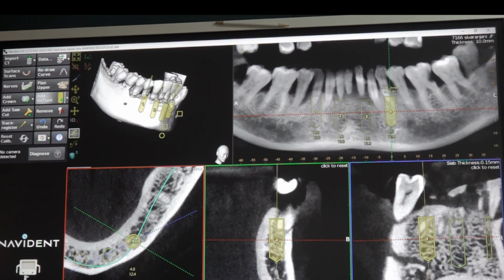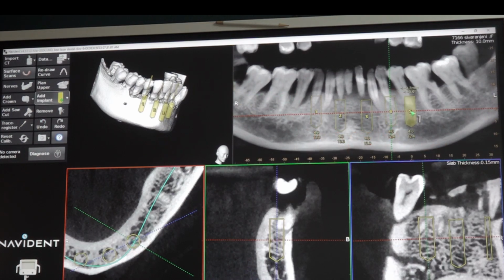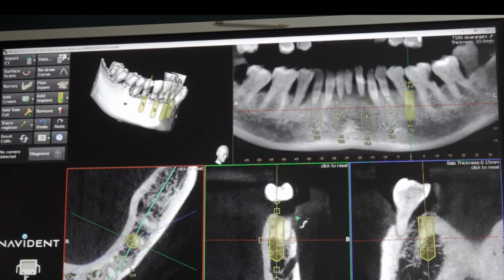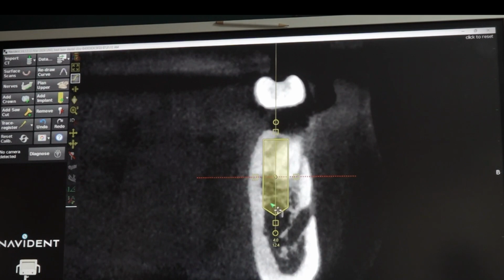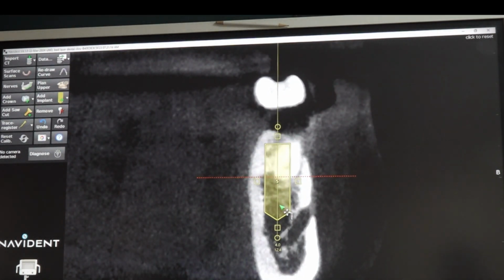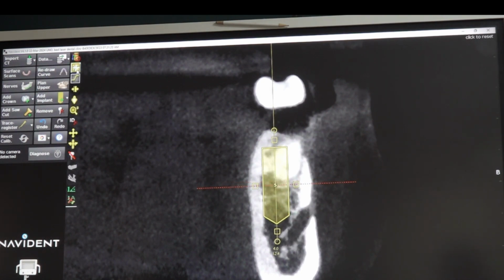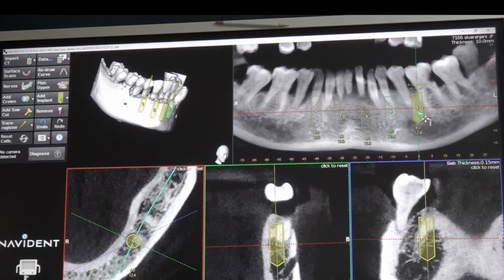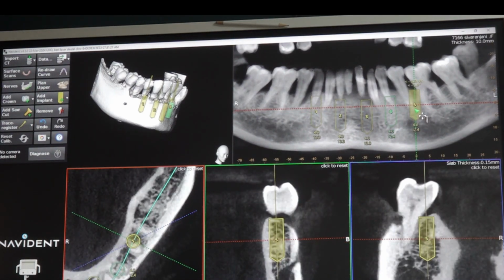Just we will check one implant in the second premolar. That is where the nerve comes. Here also you can place one implant lingually, close to lingually you can place, right? However, we are not going to place here. You can place in the interdental bone between 5 and 6.